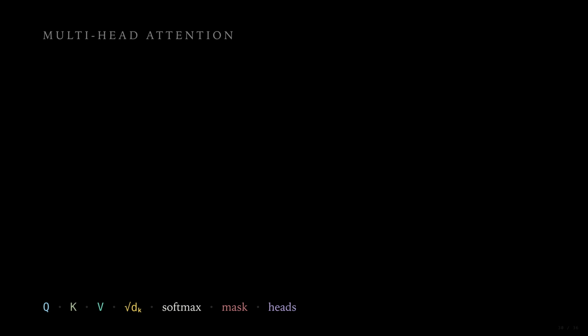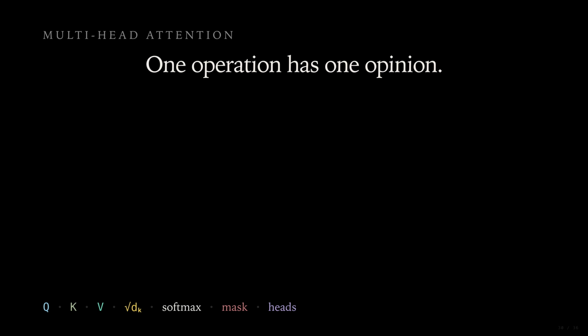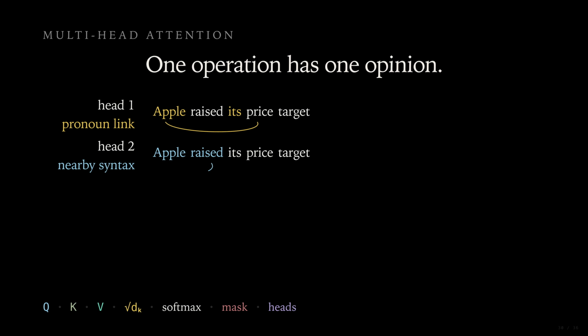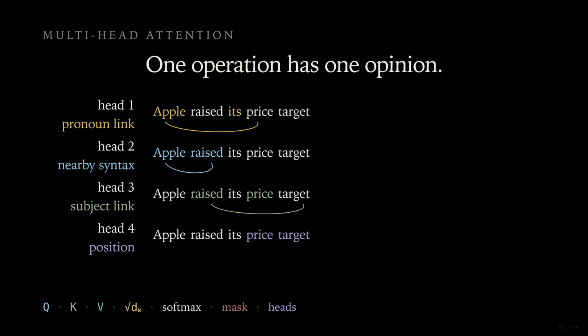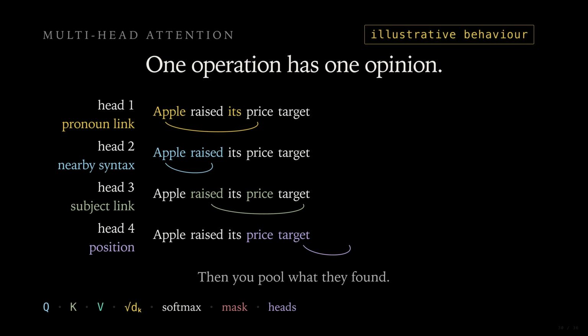One more upgrade, because a single attention operation only ever has one opinion. One set of projections has to decide relevance for everything at once, which is a great deal to ask of one softmax. So instead of one large attention, you run several smaller ones side by side, each watching for something different, and then pool what they found.